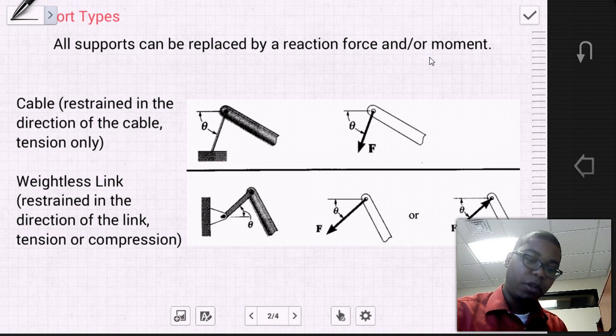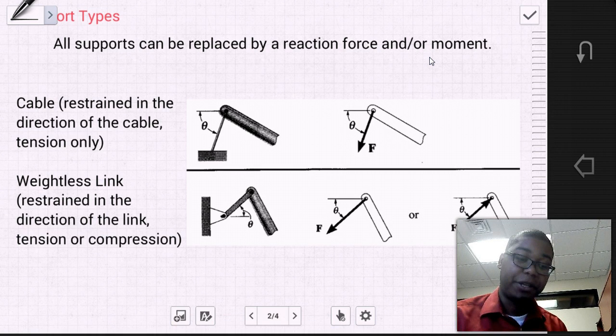Okay. Another example: a weightless link. A weightless link is a rigid body. So the body is restrained in the direction along the link, but because the weightless link is a rigid body, it supports both tension and compression.